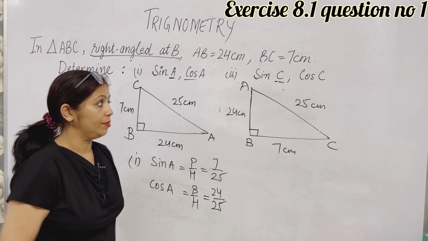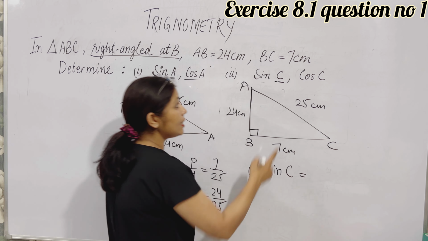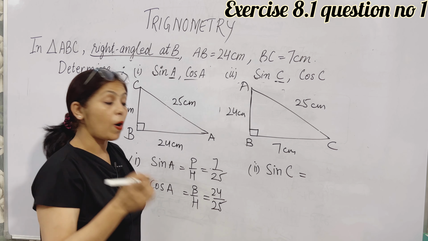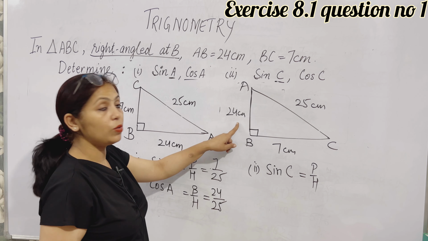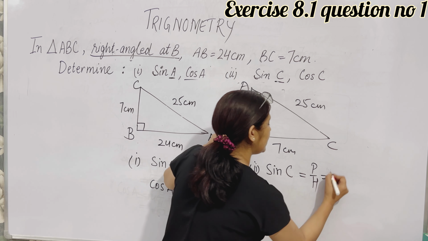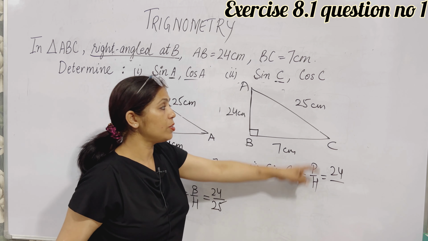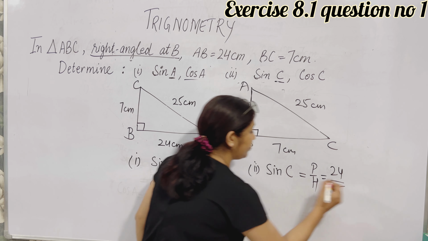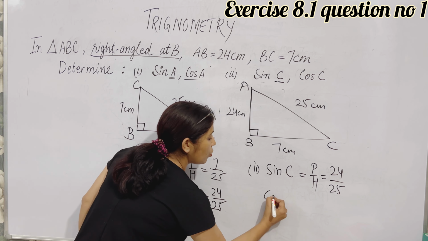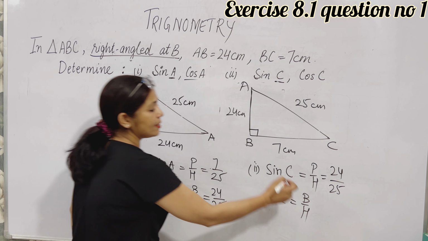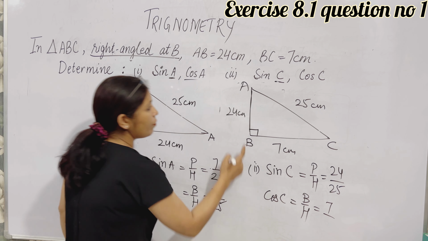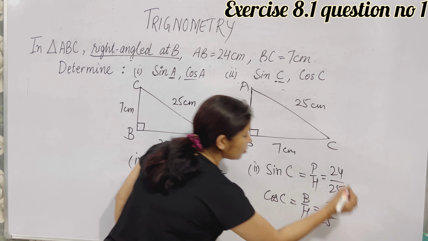Second part, sin C. Sin C is the same, perpendicular upon H. The formula is the same. Now what is the value of perpendicular? 24. What is the value of hypotenuse? It will remain the same, 25. Second part is cos C. B upon H. What is the value of base? That is 7. And what is the value of H? It's 25 again. So the answer is this.